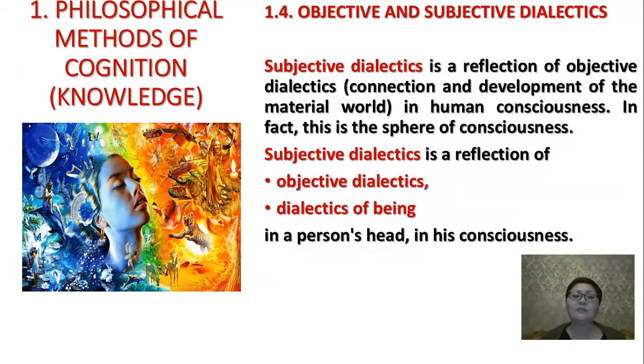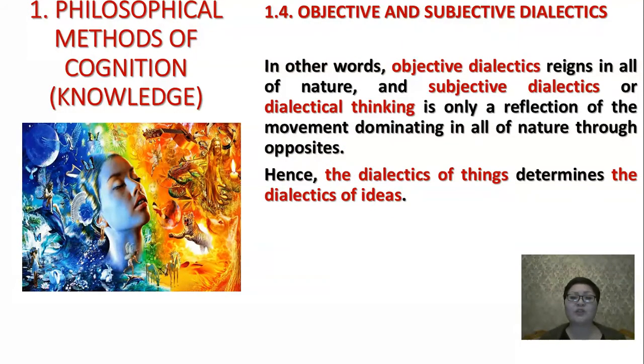Subjective dialectics is a reflection of objective dialectics, connection and development of the material world in human consciousness. In fact, this is the sphere of consciousness. Subjective dialectics is a reflection of objective dialectics, dialectics of being in a person's head, in his consciousness. In other words, objective dialectics reigns in all of nature, and subjective dialectics, dialectical thinking, is only a reflection of the movement dominating in all of nature through opposites. Hence, the dialectics of things determines the dialectics of ideas.